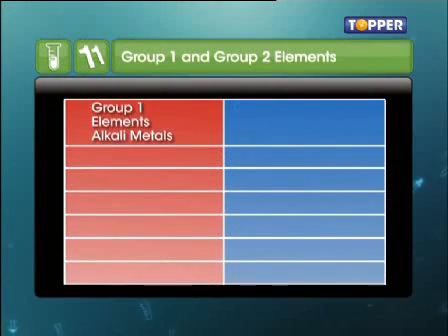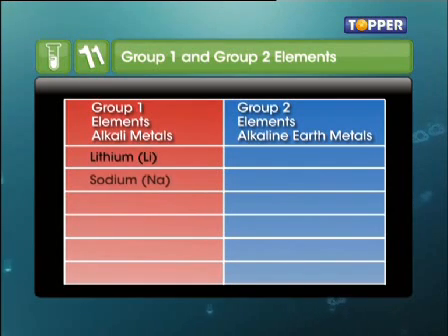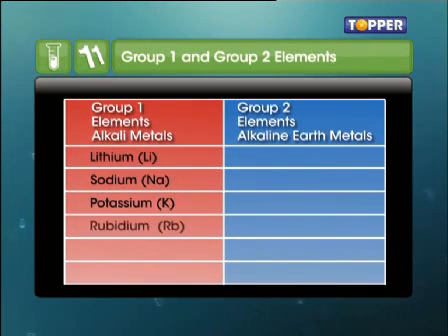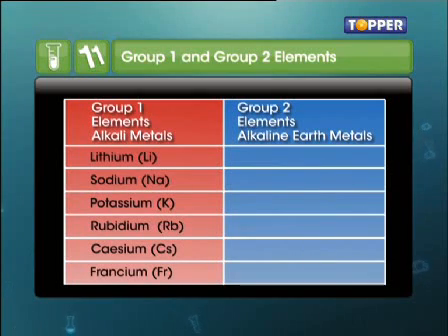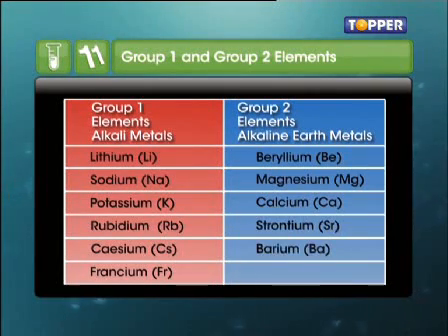Before we begin, let me take you through the elements belonging to group 1 and group 2. The elements which belong to group 1 are known as alkali metals. Lithium, sodium, potassium, rubidium, cesium and francium are all alkali metals. Elements belonging to group 2 are known as alkaline earth metals. Beryllium, magnesium, calcium, strontium, barium and radium are all a part of this group.